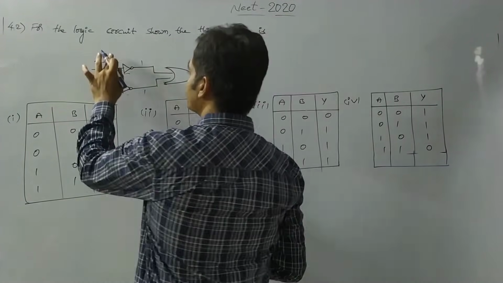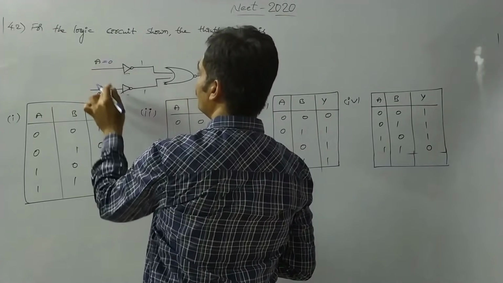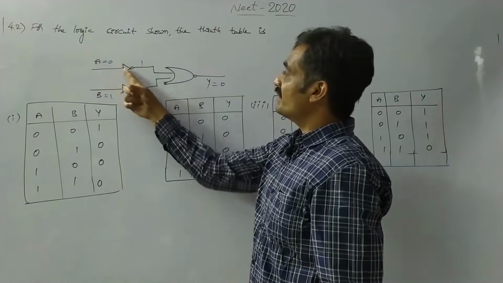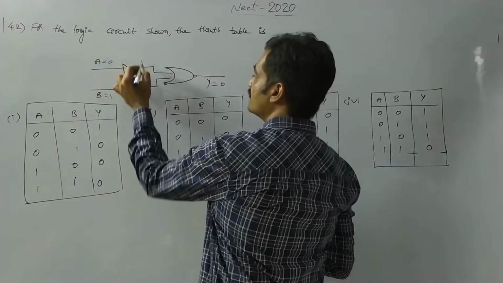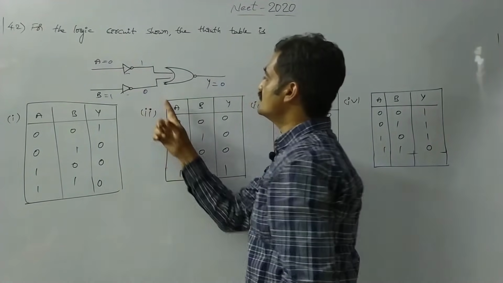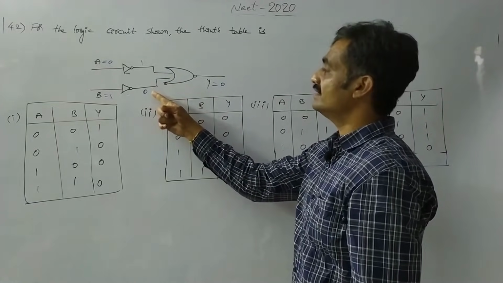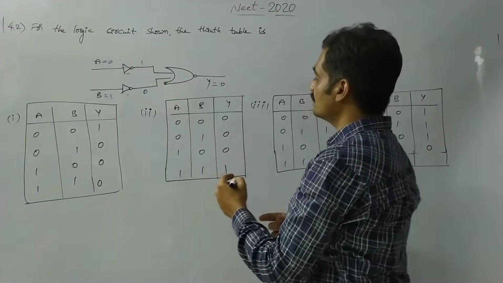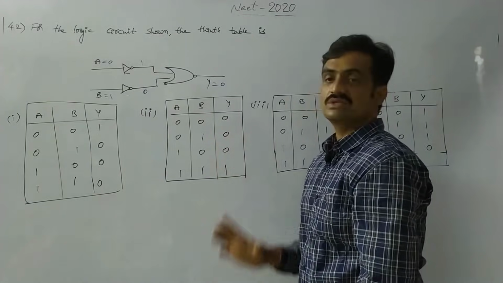Next, if I send A equals 0 and B equals 1, then as it passes through the NOT gate, A converts into 1 and B converts into 0. 0 plus 1 is 1. So the answer will be 0 as it passes through the NOR gate. So the second option is 0.